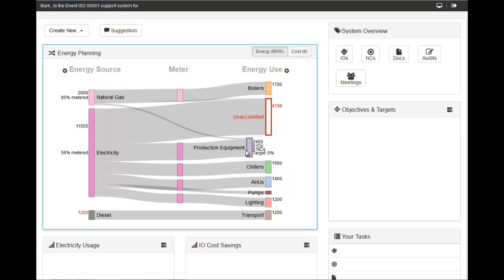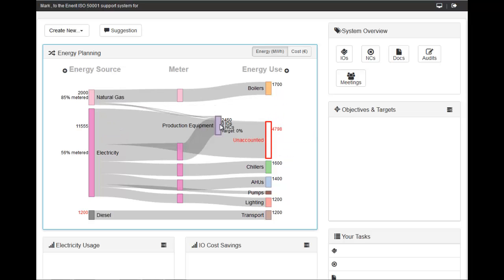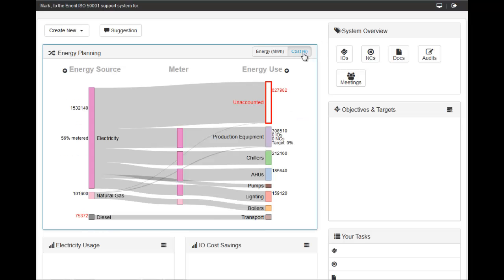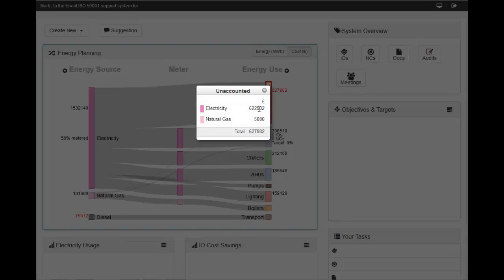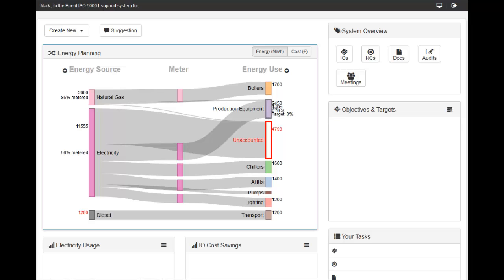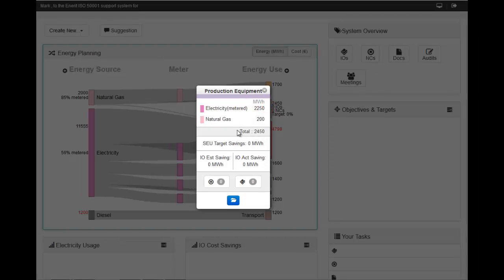Then you can easily sort the energy uses to present it in different ways, and also switch towards cost, where you can really get a picture again of the energy to cash flow. Open up unaccounted. This is energy that you pay for but you don't know where it is being used. From there, go forward to kickstart an energy management system using the Enerit software.